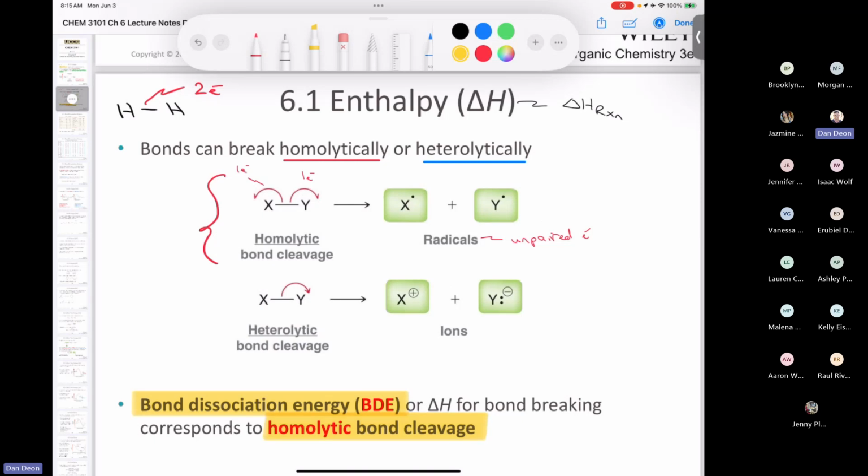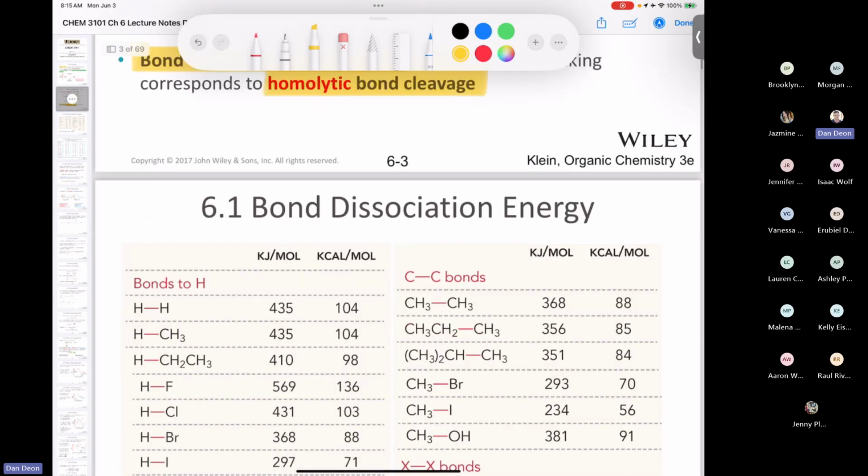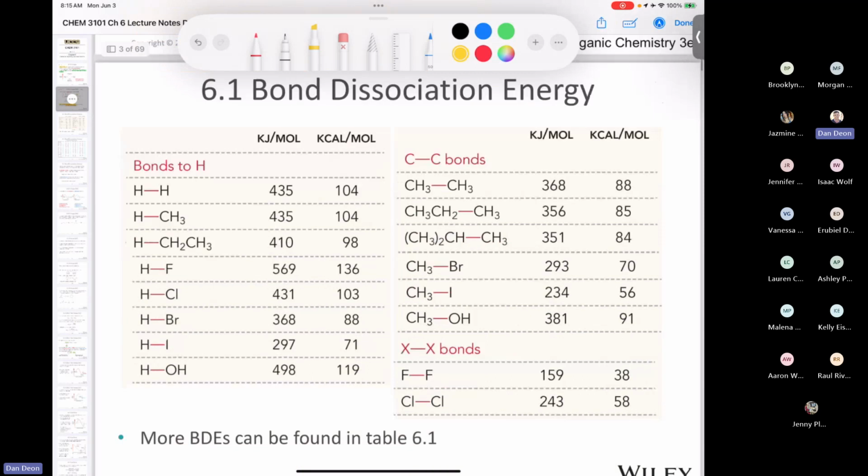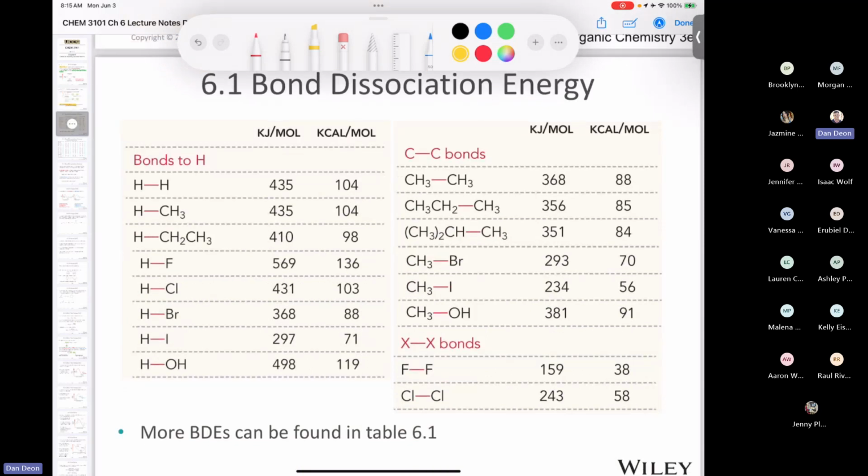So when I give you a table, or you see a table of bond dissociation energies, which is nothing more than the delta H, or the amount of energy required to break a certain bond, that is always measured using homolytic bond cleavage. So if you're wondering, could you give me some ideas of some numbers? Sure, here you go. This is not an exhaustive table. This is part of the table that is found in your textbook. It's table 6.1. I told you, you do not have to memorize any of these. If you have a great memory, knock yourself out if it's something that you want to do.